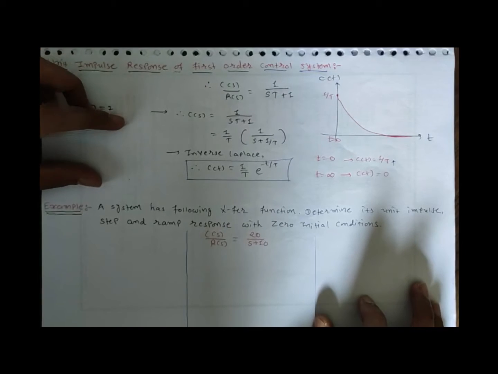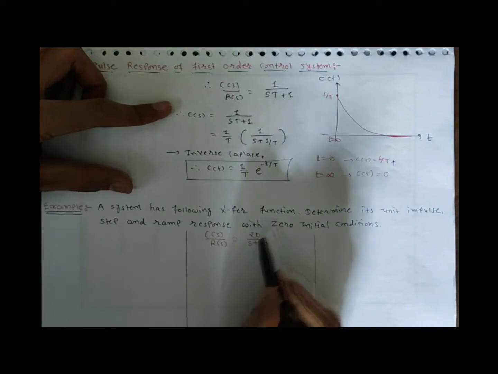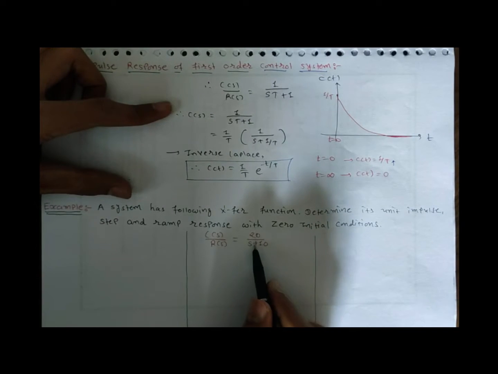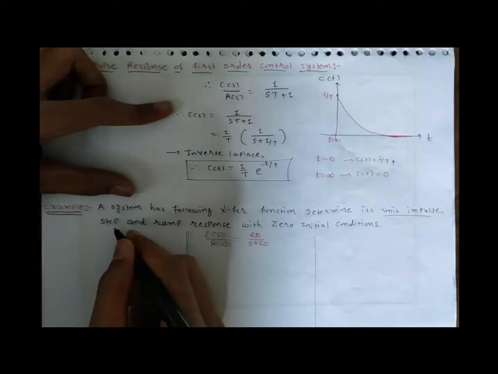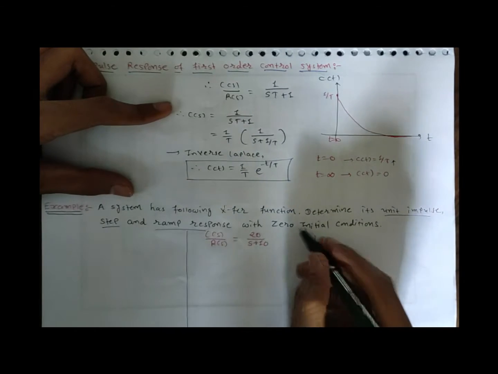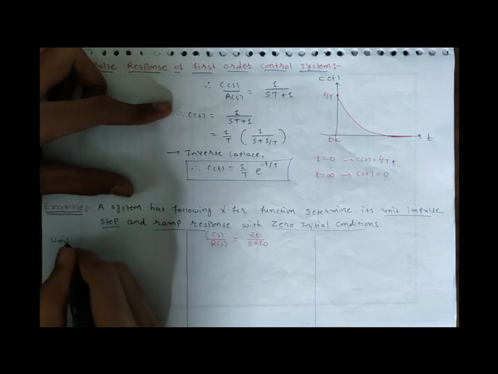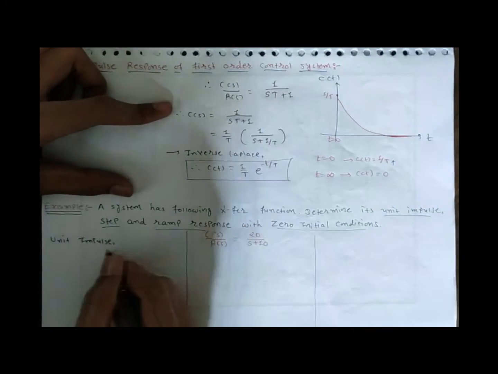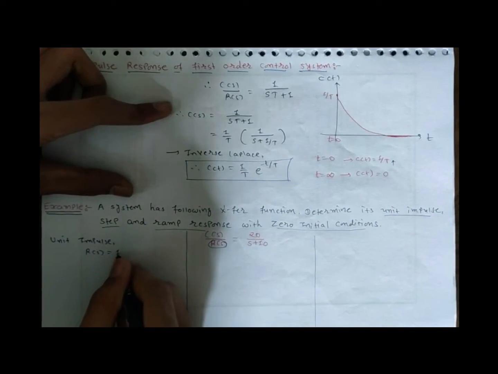Now let us solve one example. A system has the transfer function C(s) by R(s) equal to 20 divided by s plus 10, and we are interested in determining the unit impulse, unit step, and unit ramp response, assuming zero initial conditions. Let us first start with the unit impulse response. For the unit impulse response, the value of R(s) is 1.